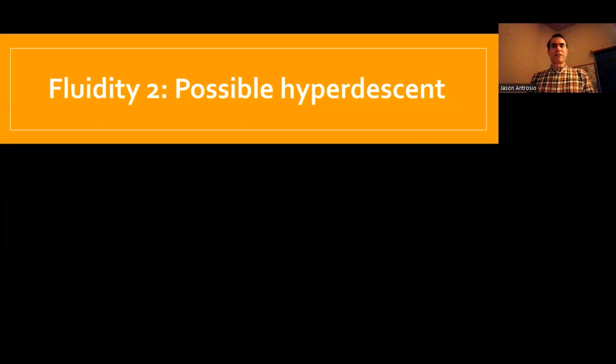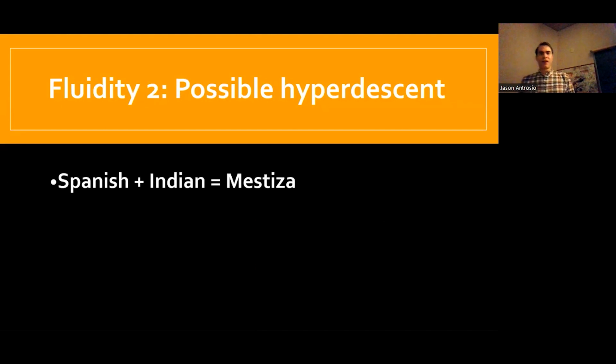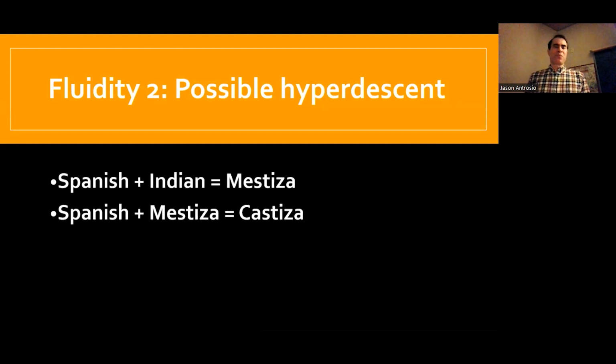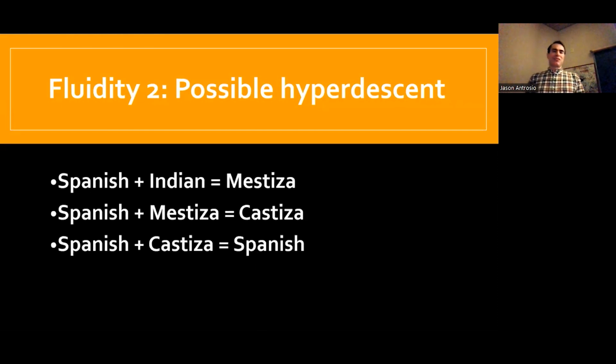The other factor is, as I said, there's possible hyperdescent. So if you have someone who is Spanish having a child with an Indian person, then that would be a mestiza. If then that person who is a mestiza gets together with another Spaniard, then you'd move up to a castiza. And then if the castiza and the Spanish get together, then you could become full Spanish again.